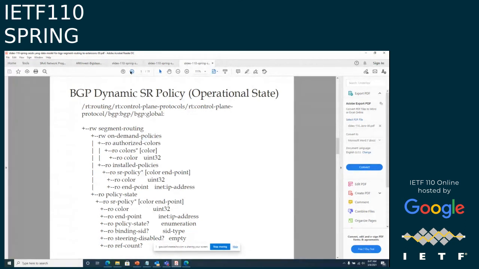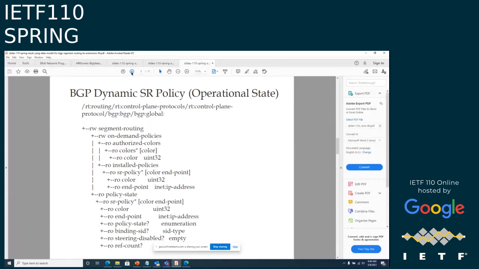So this draft is primarily defining the Yang modeling for the SR policy, dynamic SR policy, that's on-demand next hop SR policy, and the static SR policy. So in the dynamic SR policy, there is a template which defines what are the authorized colors and what is the color associated with it, and based on which BGP can initiate an SR policy and use that as a forwarding path when programming the route into the FIB.